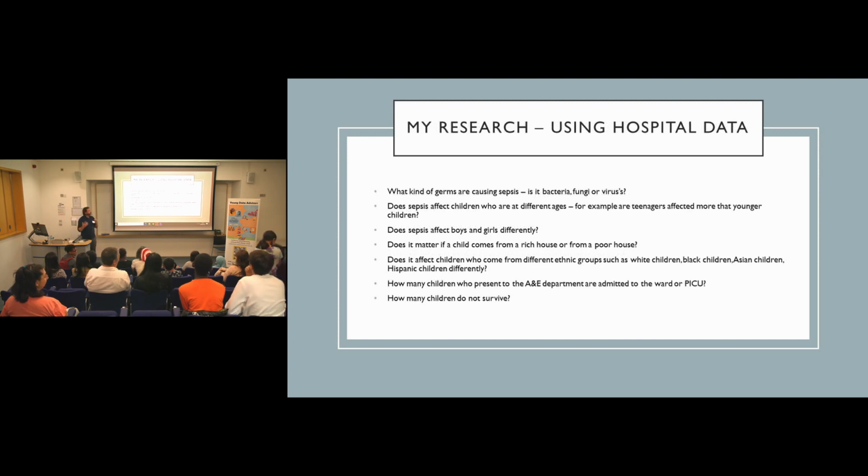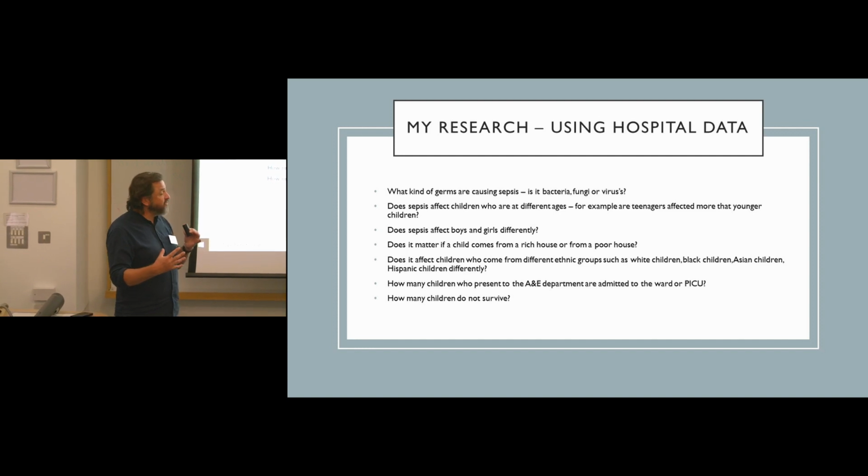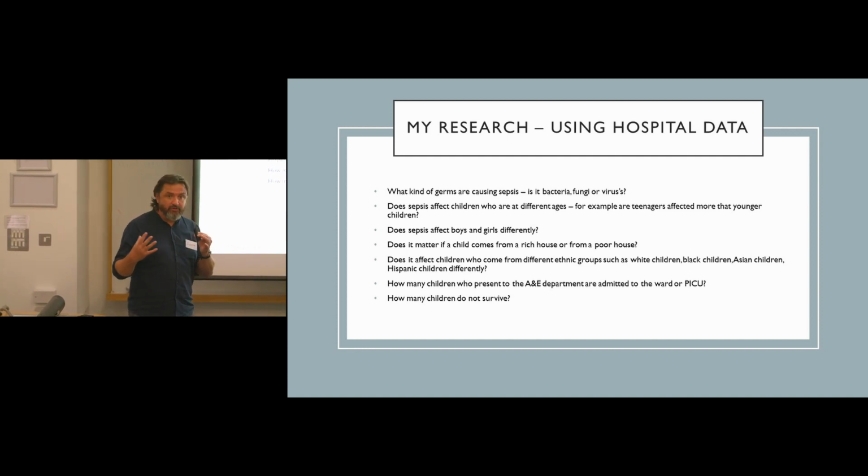So what I want to learn in my research, and I'll be doing data, like everyone's talking about, so I'm not going to do any experiments on children, all I'm going to do is collect data in hospitals. I'm going to look at whether children are affected differently at different ages. Are teenagers affected more than young children? Does sepsis affect boys or girls differently? Does it matter if a child comes from a rich house or a poor house? Does it affect children from different ethnic groups, such as white, black, Asian or Hispanic children? Does it make any difference to them?